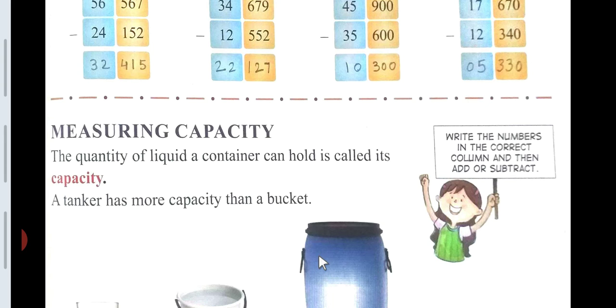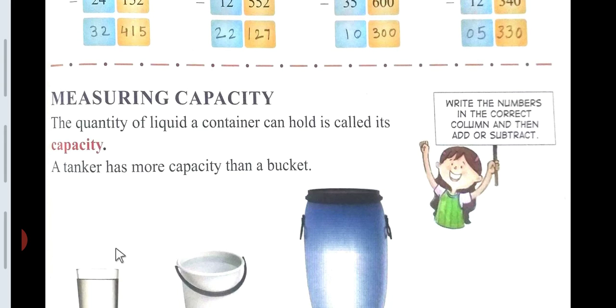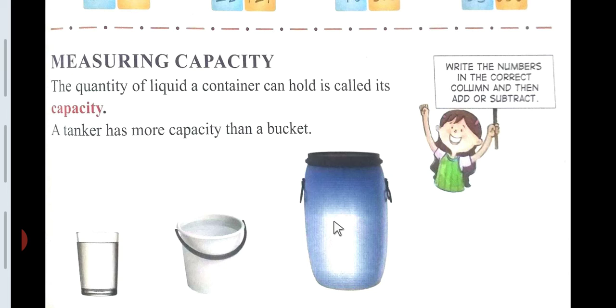The quantity of liquid that a container can hold is called its capacity. A tanker has more capacity than a bucket. So a glass has this much capacity, a bucket has more capacity than a glass, and this tanker has more capacity than a glass and a bucket. It can hold more water.